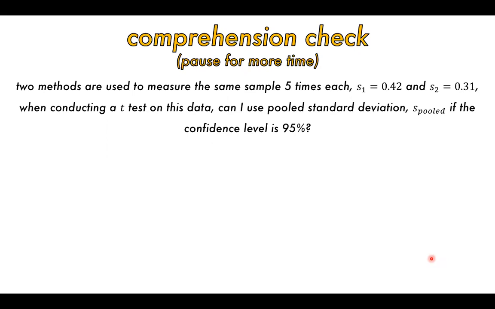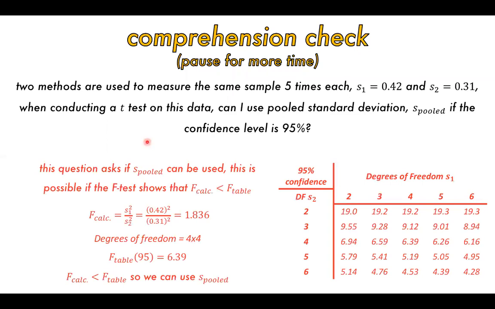Okay, pause if you need more time and need to think about this. So we're about to reveal the answer now. So this question asks if S pooled can be used. And so this is possible if the F test shows that F calc is less than F table. So we need to just determine if F calc is less than F table. That's all we're being asked to do really.